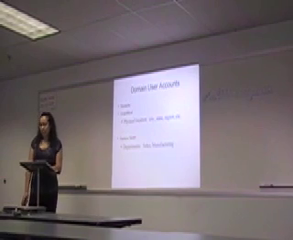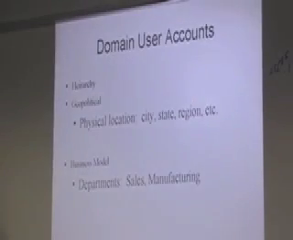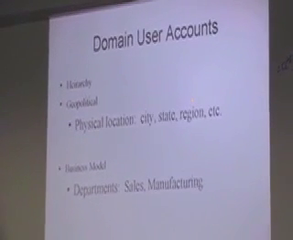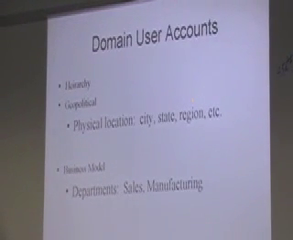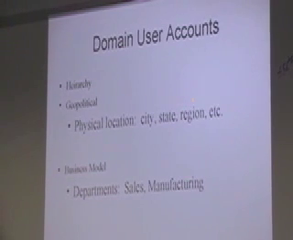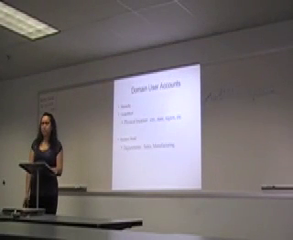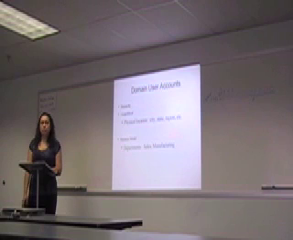The best way to set up domain user accounts is to place user accounts in a hierarchy based on the way that they are managed. The hierarchy can either be geopolitical or based on a business model. When using geopolitical design, the parent organizational units are set up by physical location, which is either a city, state, region, whichever way. When using the business model, place the users according to departmental classifications, such as sales or manufacturing.